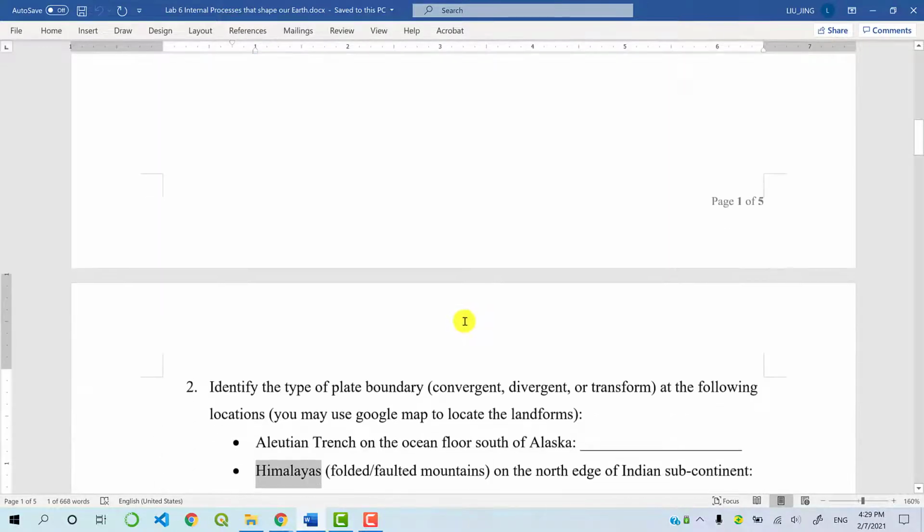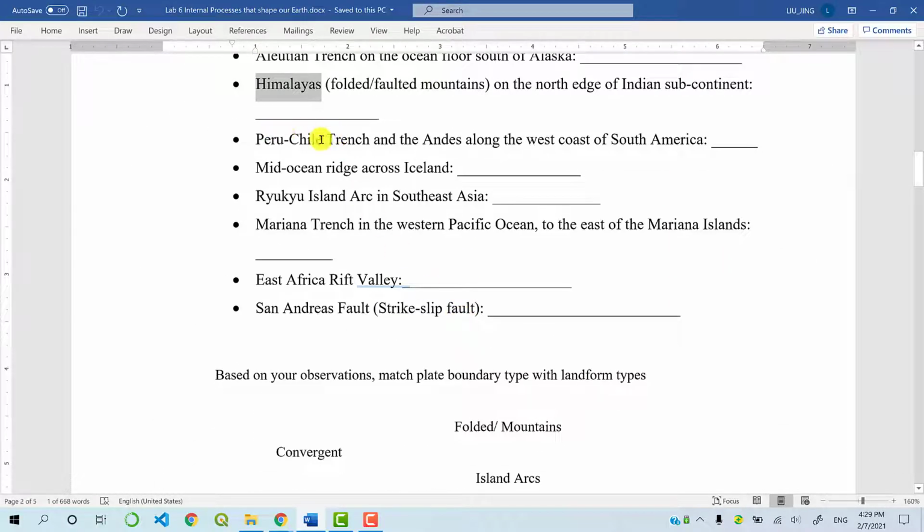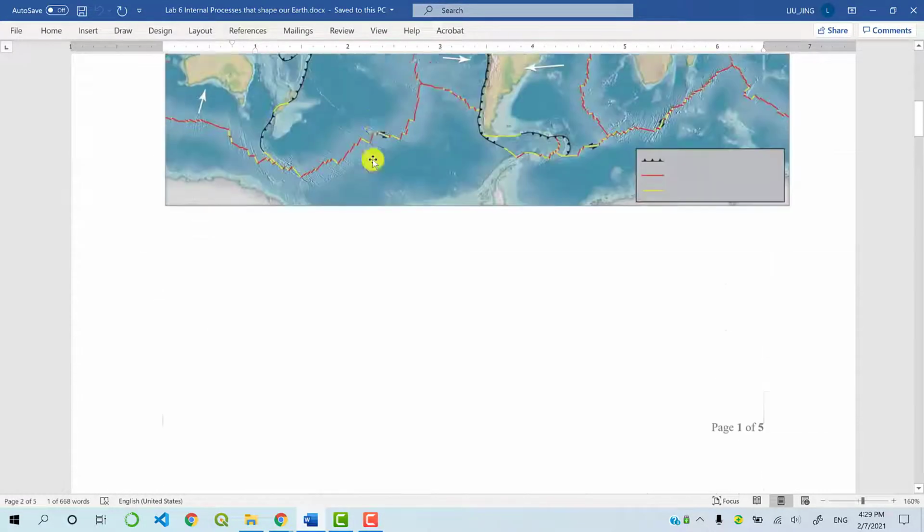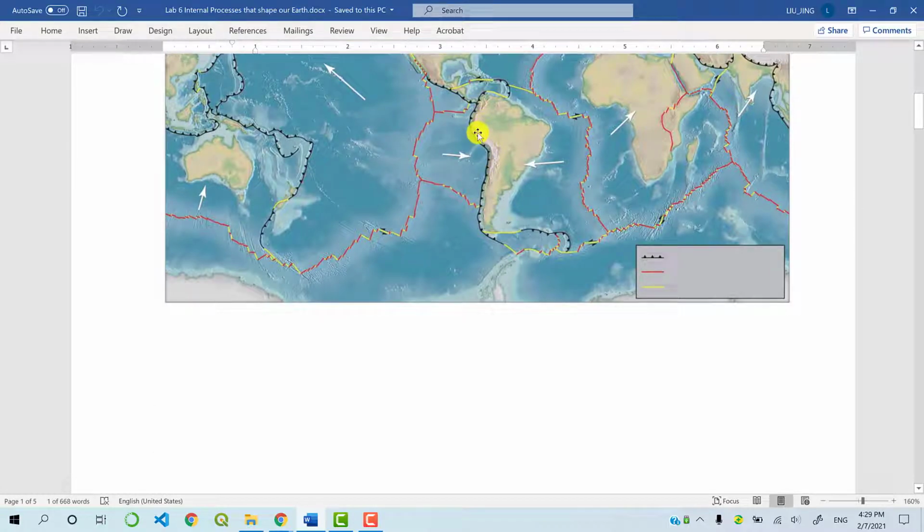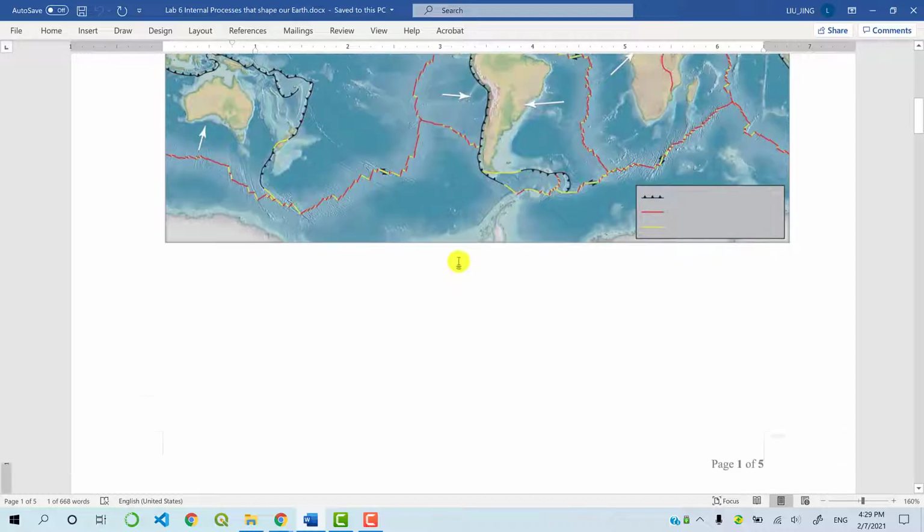And where is your Peru-Chile Trench? You know Peru-Chile Trench, right? It's right here. You can see all these three places have symbols like your cold front. This indicates the Nazca plate moving towards the South American plate. This should be a convergent boundary.